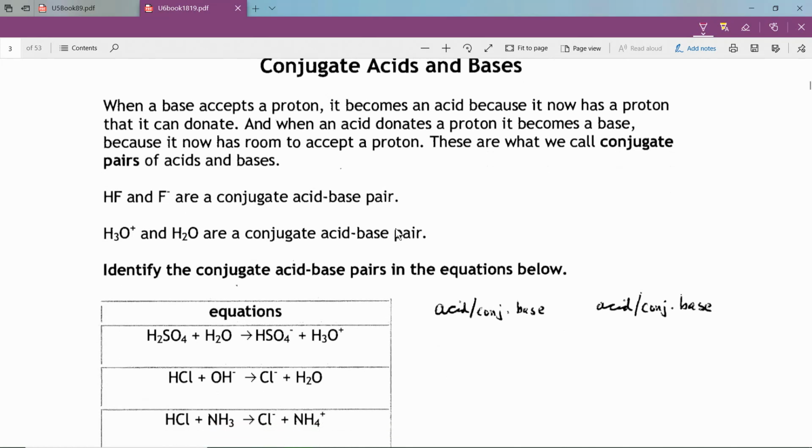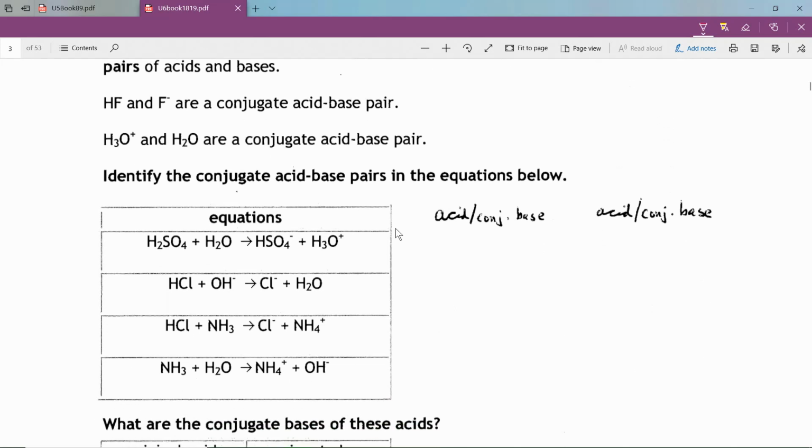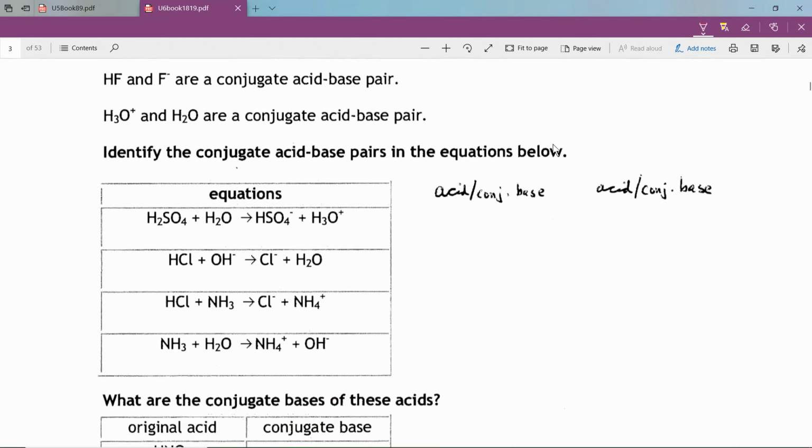And let's identify the conjugate acid-base pairs in the equation below. And if you want, I'll pause. You click on the pause button on the YouTube, fill them all out, and then press resume. And we're back. Okay, let's see how well you did.